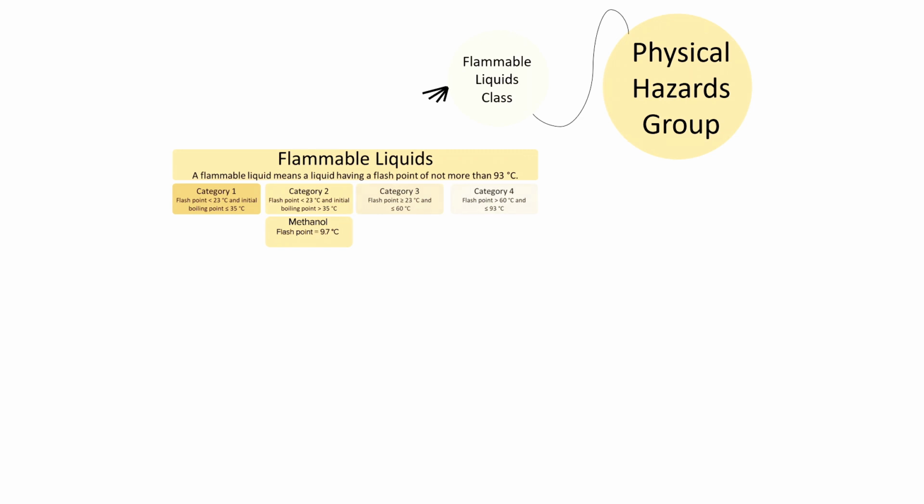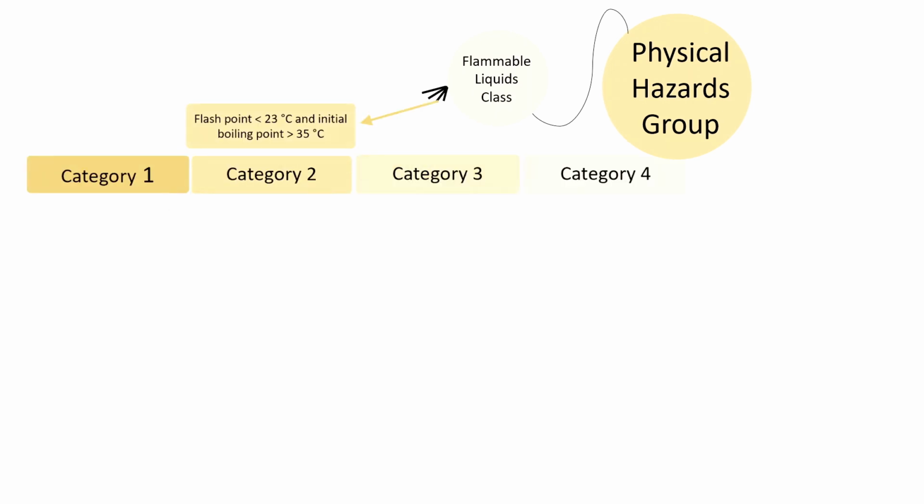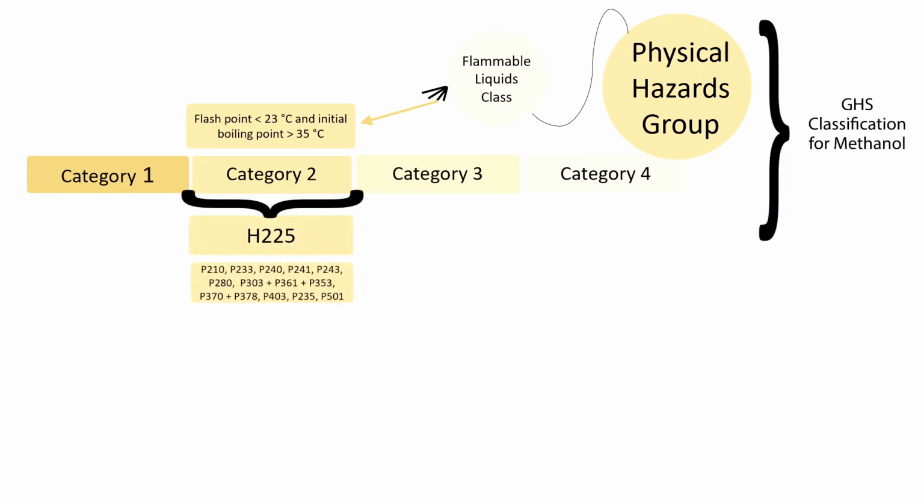Methanol has a flash point of 9.7 degrees Celsius and a boiling point of 64.7 degrees Celsius. Therefore, methanol is a Category 2 flammable solvent, the second most severe category for that class. Now that we have the GHS classification for methanol, this identifies the hazard and precautionary statements that must be on the label.